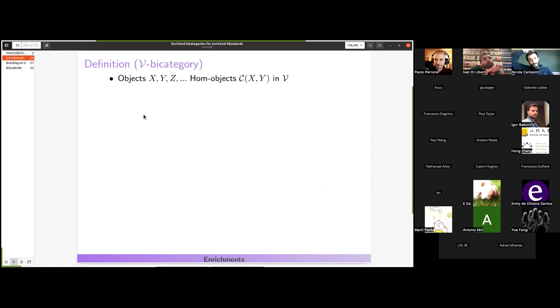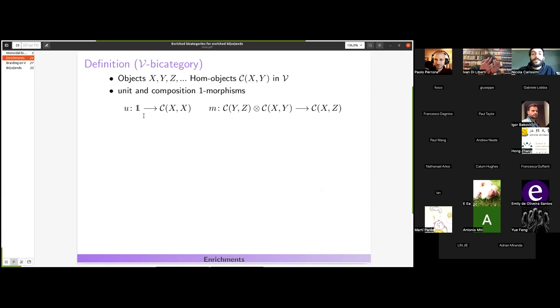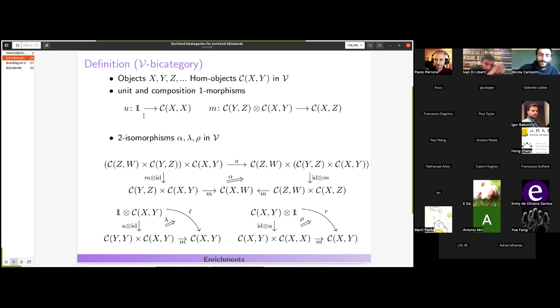Well, let's come to the definition of what a V-bicategory is. We have objects, we have hom objects, which are objects in V. We have morphisms in V which give unit and composition, and three isomorphisms, alpha, lambda, and rho, which are no longer natural isomorphisms because V is not necessarily Cat. They have the usual shape that we can also recognize from the definition of a monoidal category, which is an example of that with one object and V equals Cat.